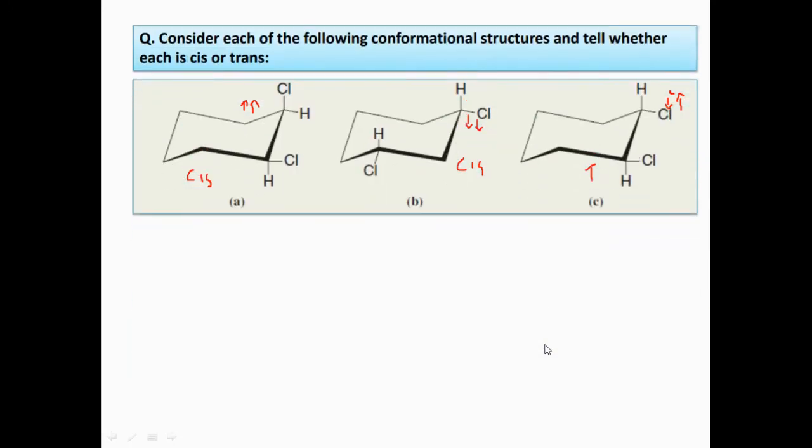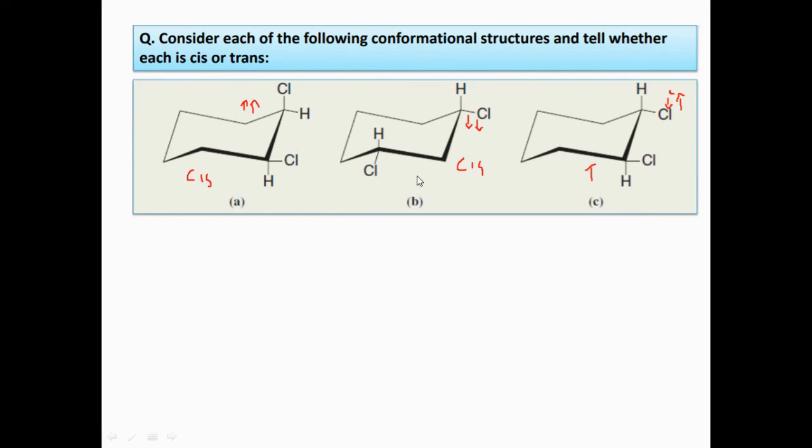Second question: consider each of the following chair conformation structures and tell whether each is cis or trans. In the first case, one chlorine is axial and the other is equatorial. The axial chlorine is attached in the upward direction, and the equatorial chlorine is also on the upward direction. Both are on the same side, so this is a cis form, axial-equatorial.